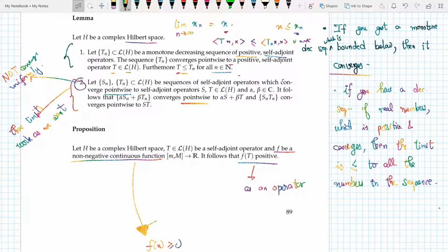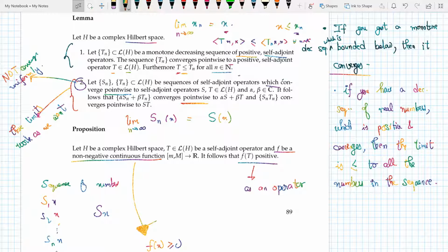Now the second lemma tells me that if I have a sequence of self-adjoint operators which converge pointwise to self-adjoint operators, by converging pointwise, I just mean that the limit as n tends to infinity of Snx is equal to Sx. So this Snx is a sequence of numbers. I have S1x, S2x, till Snx, and it goes on. Now this converges to Sx pointwise. That's the meaning of this.